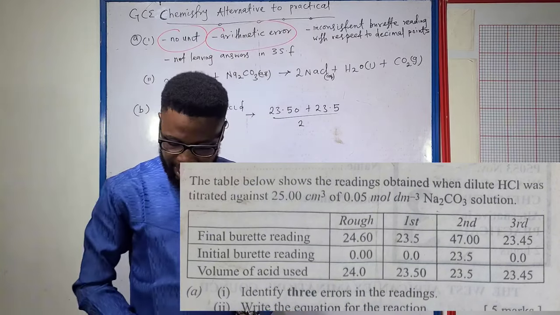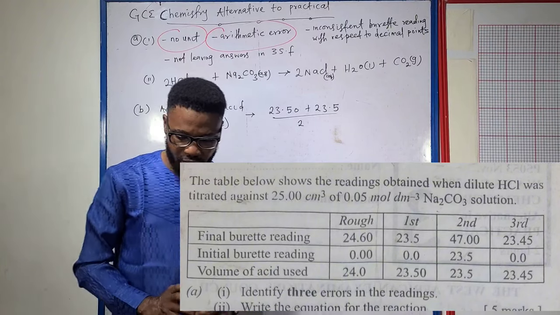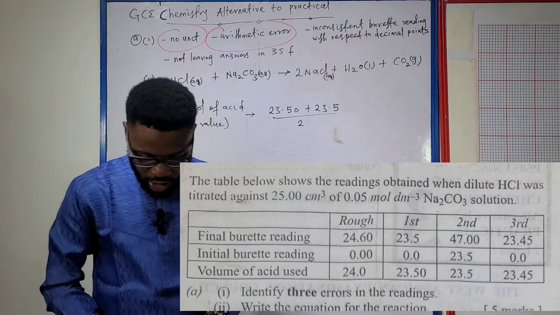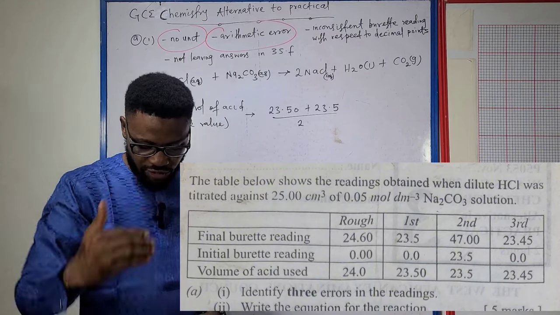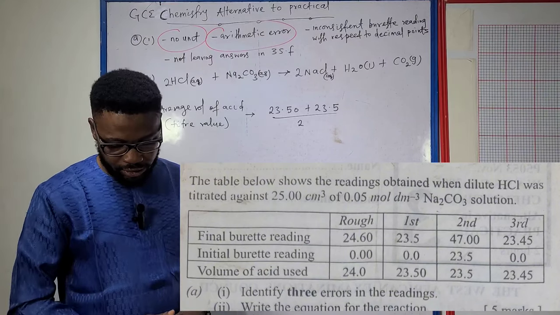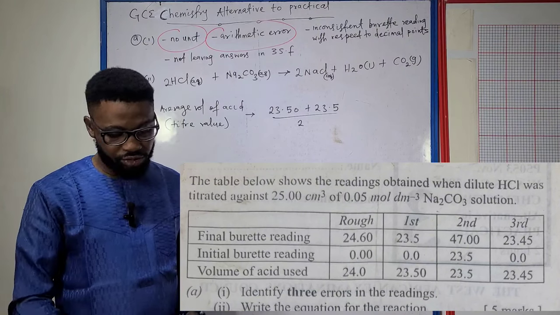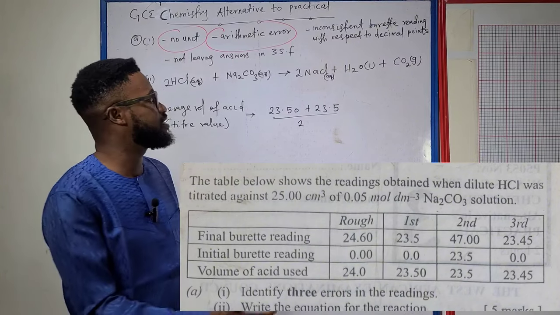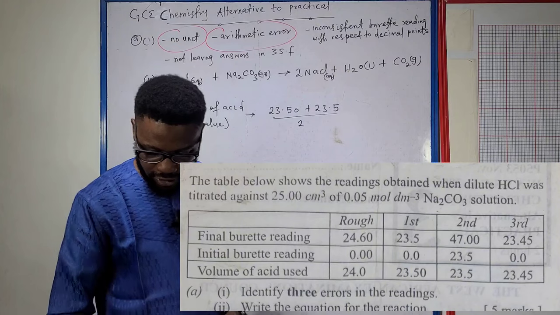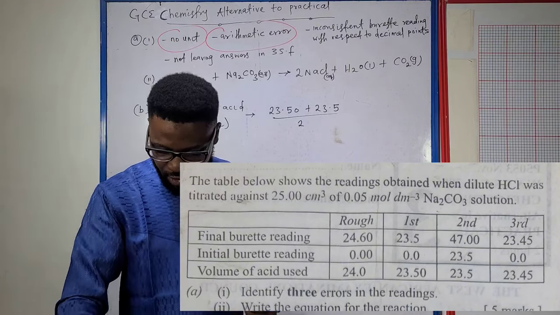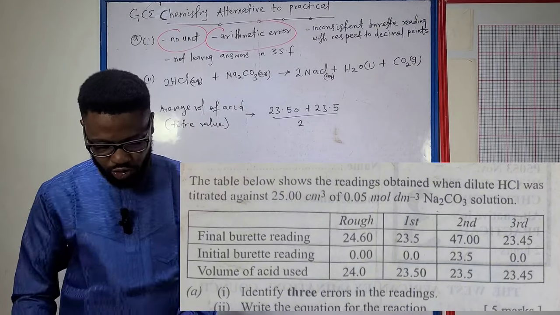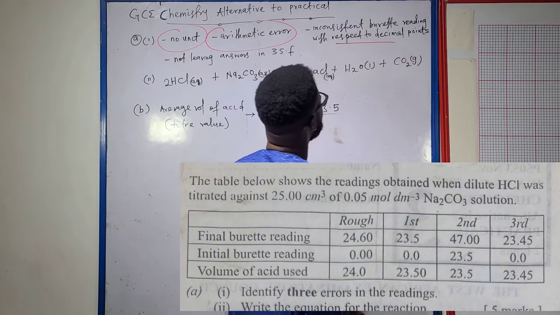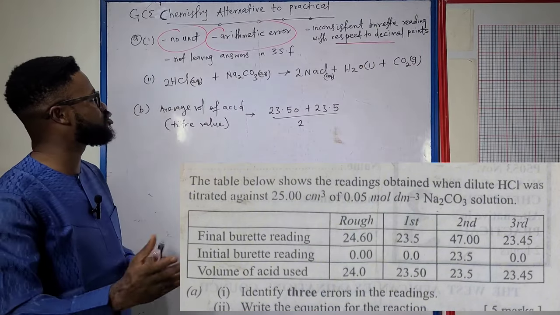Another error I can see from this table is what we call inconsistent burette reading with respect to decimal point. If you look at the rough titration, 24.60 is to 2 decimal places, 0.00 to 2 decimal places, but 24.0 is to 1 decimal place. So that is very inconsistent. You want to check through the first titration as well. We have some to 1 decimal place and some to 2 decimal places. So that is very inconsistent. So there we have inconsistent burette reading with respect to decimal point.